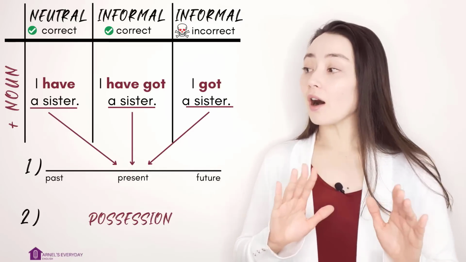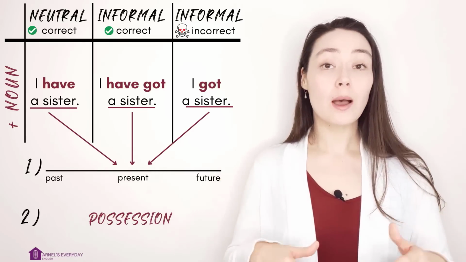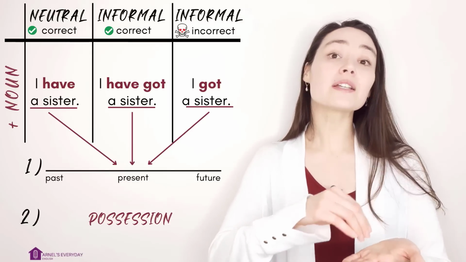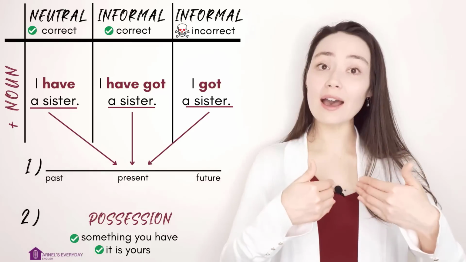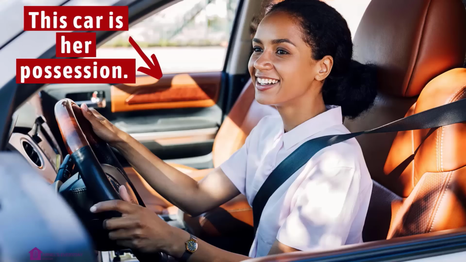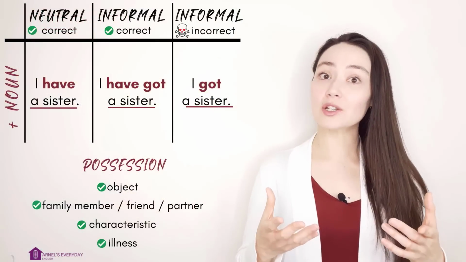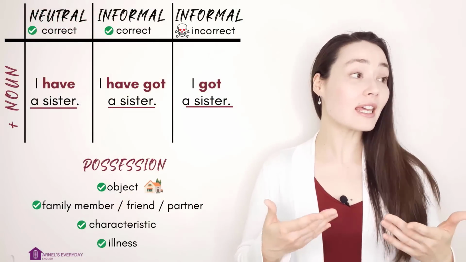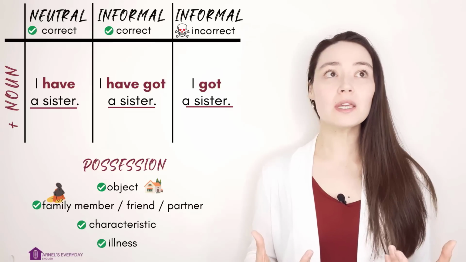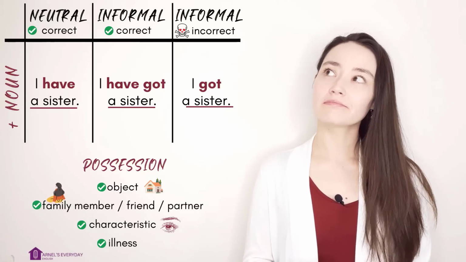Two, all of these sentences refer to possession. What is possession? A possession is something you have. It is yours. This car is her possession. This watch is her possession. This shirt is her possession. With this grammar, a possession isn't only an object. It can be a family member, like my sister, or it can be a characteristic.